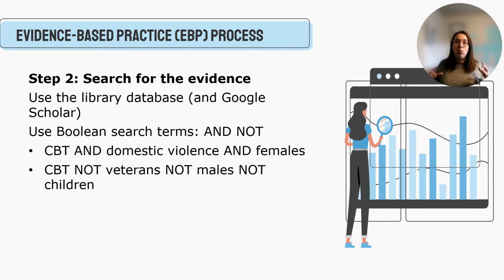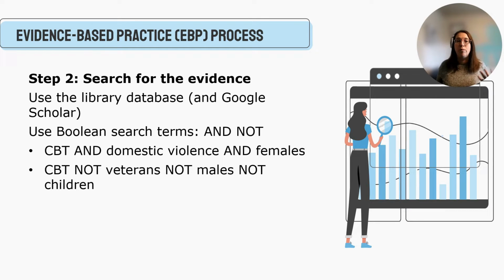And basically, it's a way for you to search library and Google Scholar databases by putting in words and then connecting them. So with AND, I might say CBT AND domestic violence AND female. Because if I just type in CBT, I'm going to get 1,000 hits. But by saying AND, you're saying I want articles that have CBT and specifically domestic violence and specifically females. So it really helps you start to narrow down those research articles, which will be really helpful when you're working on your literature review.